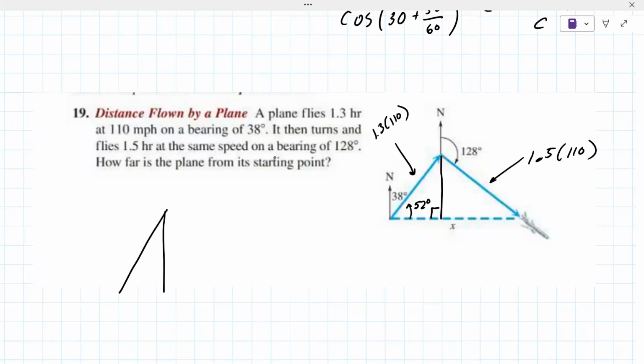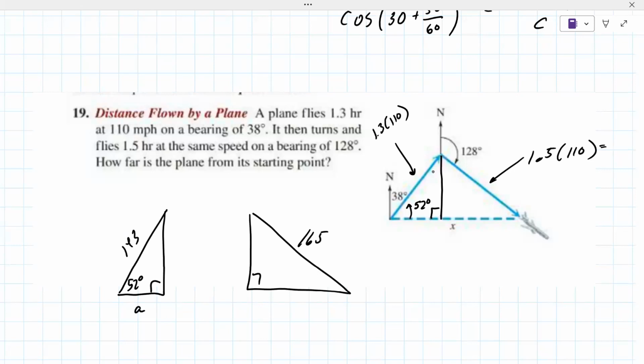So you can get that. What's that? 110 times 1.3, this is 143. So you can find, I'll call it A. And then similarly, 1.5 times 110 ends up being 165. And then you need an angle. The whole thing at this angle down here after the 128 has to add up to 180, so that's 62 degrees. So you could then use that to find B, and X is A plus B.